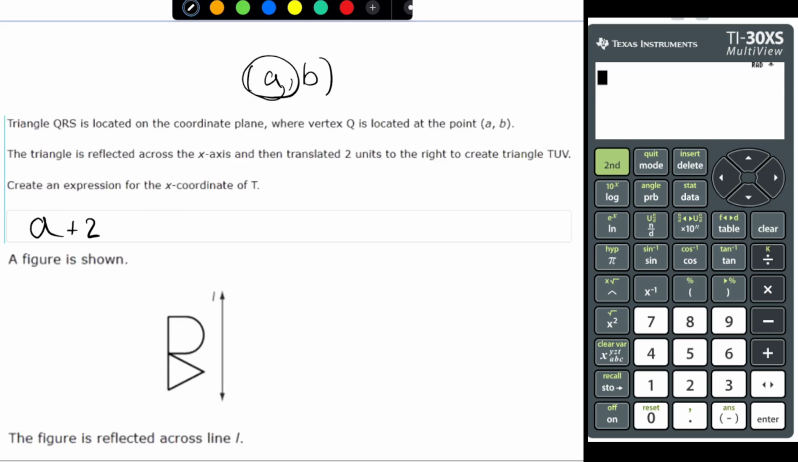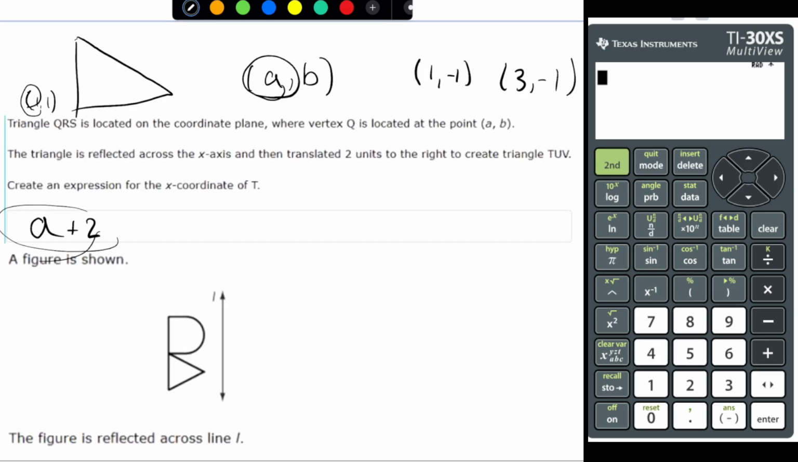So picture this. If instead of it being (A, B), let's say that Q is at (1, 1). When you reflect it over the x-axis, your new point will become (1, negative 1). And then to move it to the right 2 units, you add 2 to your x. So your new point will be (3, negative 1). So whatever your starting value was, plus 2. A plus 2. That's it.